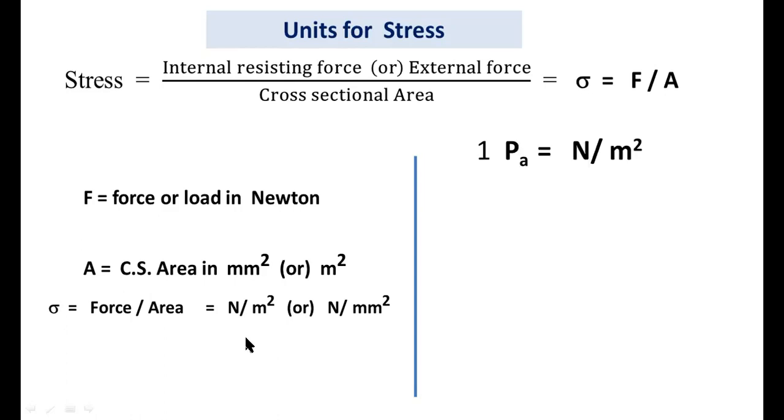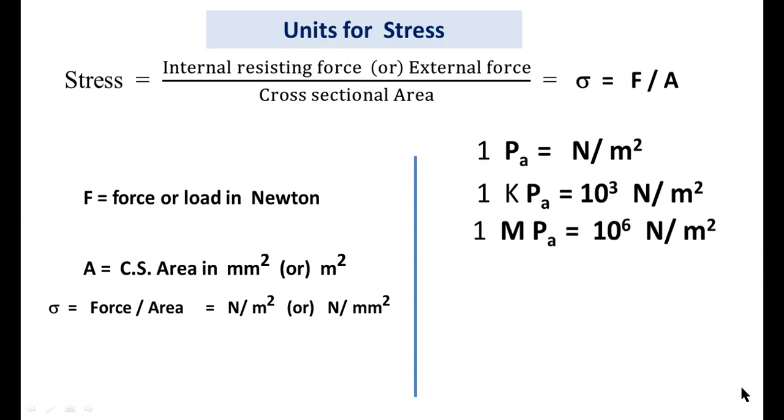But for large amounts of stress, we indicate in terms of kilopascal, megapascal, gigapascal. Here pascal is also a unit of pressure. The units of pressure and stress are the same. So stress in Newton per meter square is also called Pascal. 1 Pascal equals 1 Newton per meter square. 1 kilopascal equals 10 power 3 Pascals.